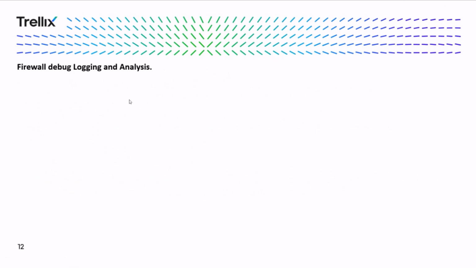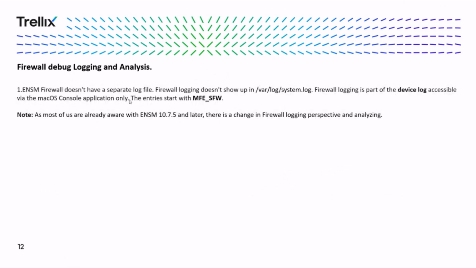Now let's move to firewall debug logging and analysis. After ENS 10.7.5, a lot of logging perspective has changed on the Mac devices. So now, if you have to look into firewall blocked events on your Mac device, you will have to navigate to /var/log/system.log. And if you do a quick find with MFE_SFW as the keyword, you will see the events as per the block or allowed event which was created. This is something which has come only after 10.7.5.